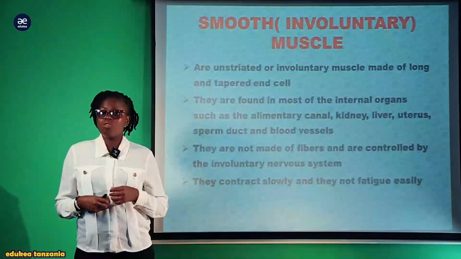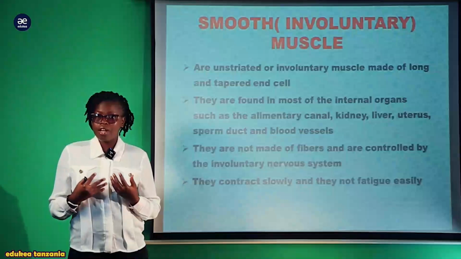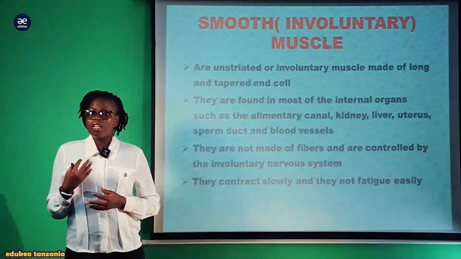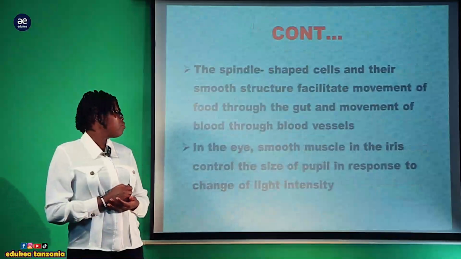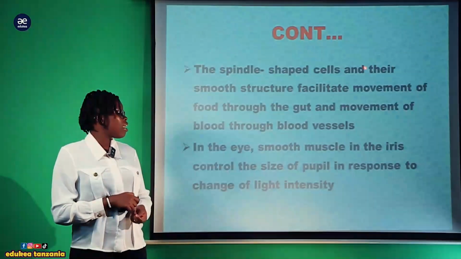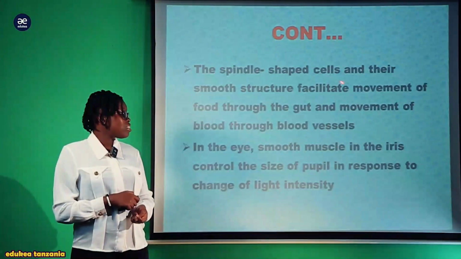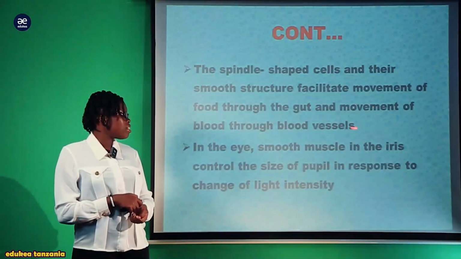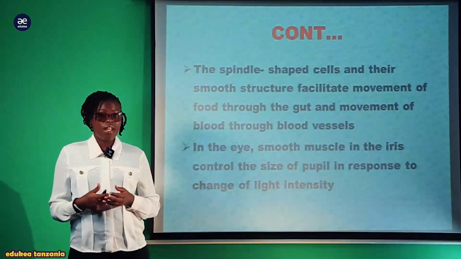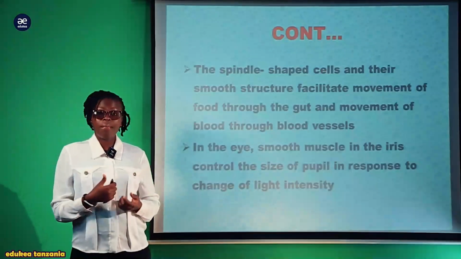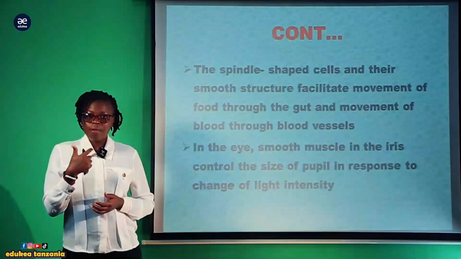So this muscle, they tend to contract very, very slowly. So, not like skeletal muscle, and hence it does not get tired easily. Likewise, the spindle-shaped cell and their smooth structure facilitate the movement of food through the gut and movement of blood through the blood vessel. So their spindle-shaped cell and their smooth structure, that is an adaptation of smooth muscle.